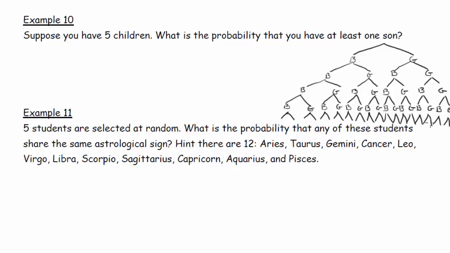So here you see that there are quite a number of options. So the probability that I have at least one son, well, here my first child is a boy, so that would be all of these over here. So basically it would be everything except this last case over here where I have all girls.